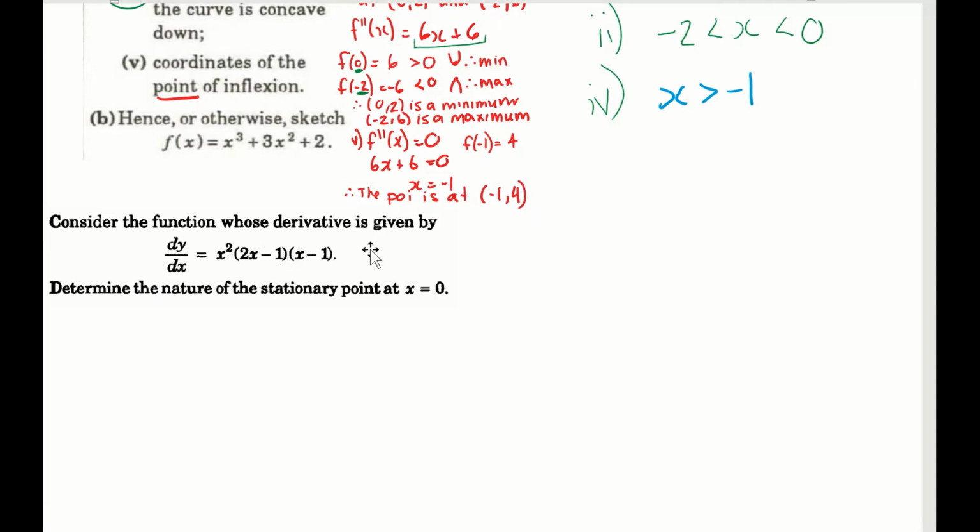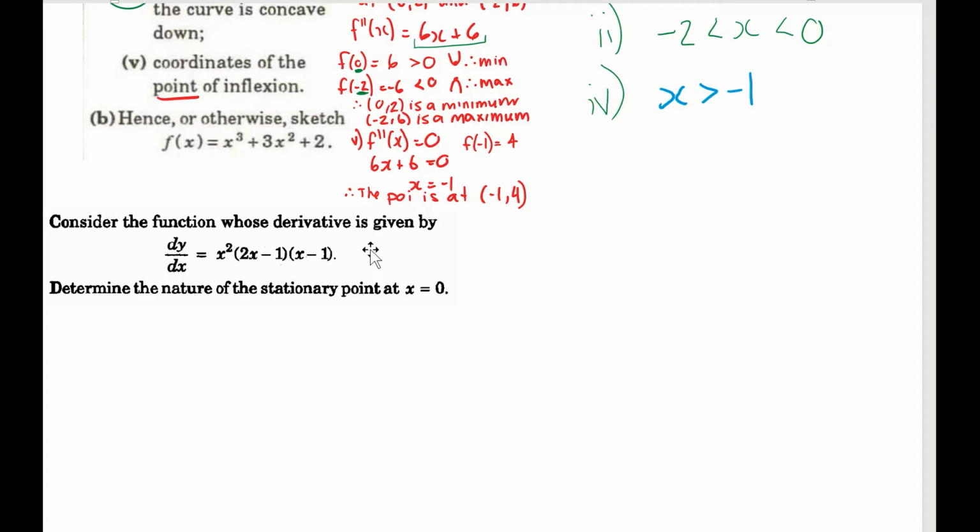All right, pause the video if you like and give this one a go. It is slightly harder. It just says determine the nature of the stationary point at x equals 0. So it's in fact not asking you to do everything else. It just wants to know what is the nature of the stationary point at x equals 0.